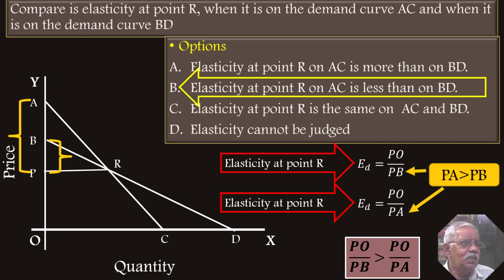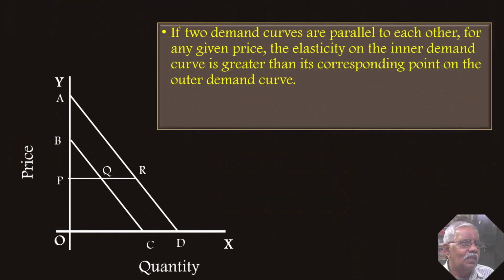Based on the above discussion, we shall arrive at the following conclusions. These are going to be your real shortcut to find correct answer in the competitive examination. 1. If the two demand curves are parallel to each other, for any given price, the elasticity on the inner demand curve is greater than its corresponding point on the outer demand curve. In short, the inner demand curve represents a higher elasticity.